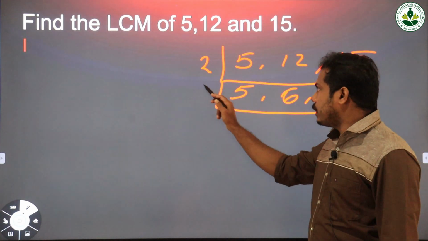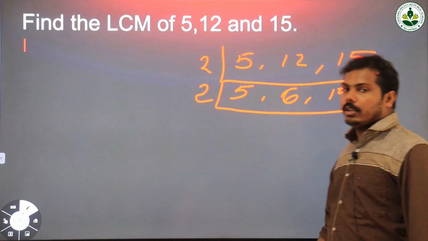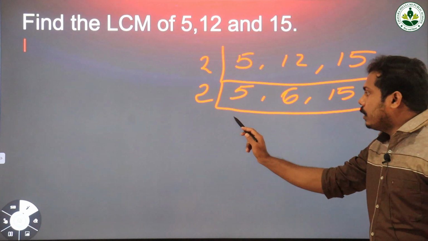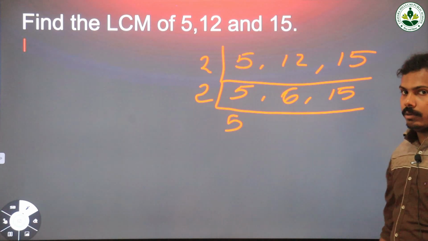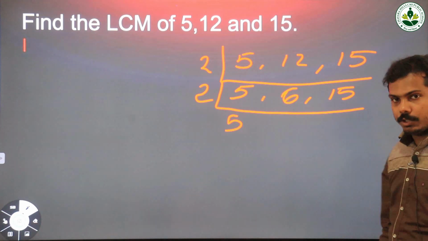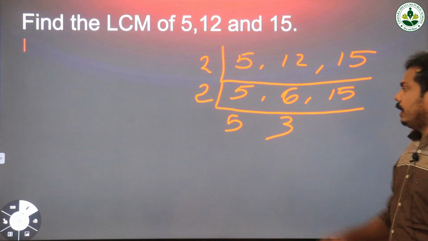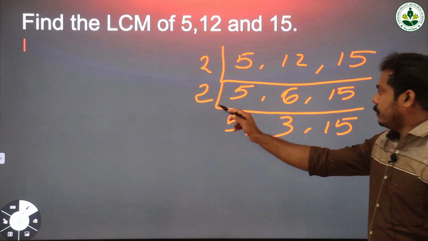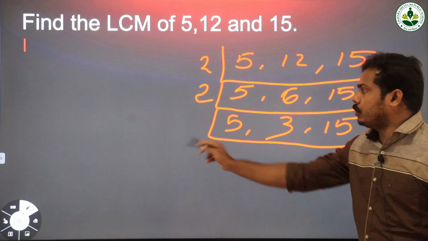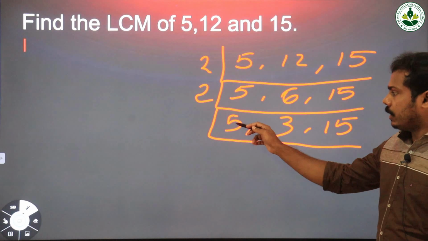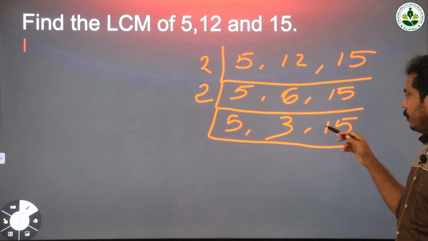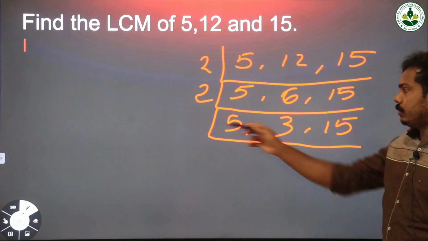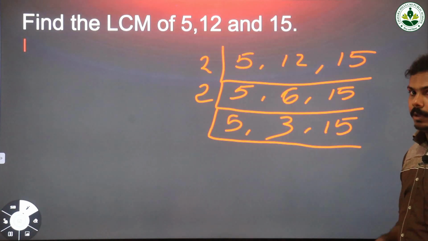Again, we divide with the smallest prime number, 2. 5 is not divisible by 2, so bring down that number. Then 6 by 2 is possible. 6 by 2 is 3. Again, bring down the next number, 15. Again, we are going to divide with 2. But we can't divide 5 with 2, 3 with 2, or 15 with 2. 5 is not divisible by 2, 3 is not divisible by 2, 15 is not divisible by 2.